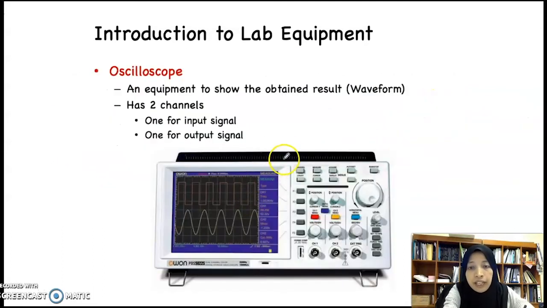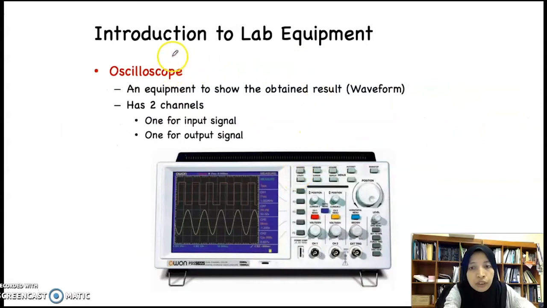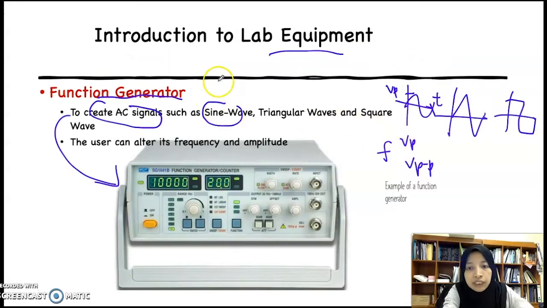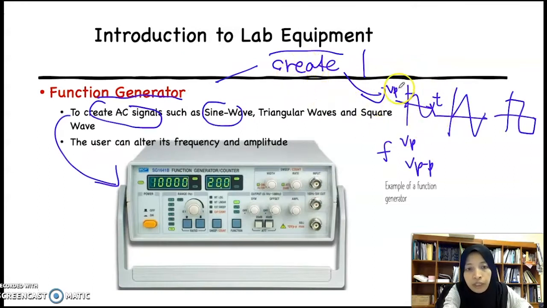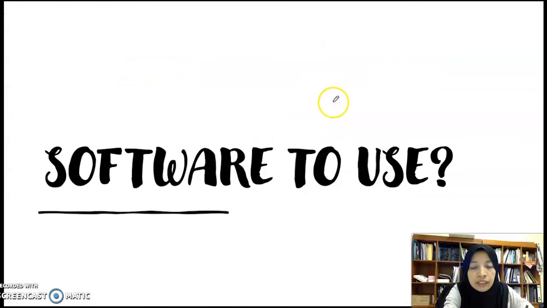Okay, the function generator generates this signal, but there is no display inside the function generator, so you need to use an oscilloscope. What is the keyword of the oscilloscope? It is to display the signal. The function generator is to generate all these sine waves. How do you ensure that you have created them correctly? You connect this one to the oscilloscope. The oscilloscope cannot generate, it can only display. So you have two channels: one is the input, another one is the output.